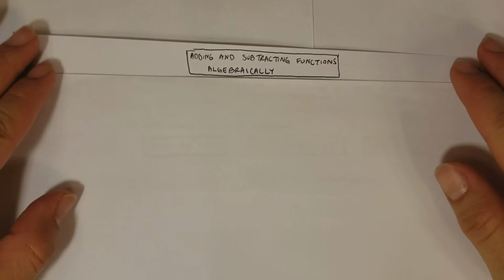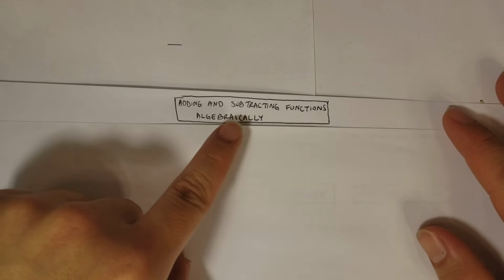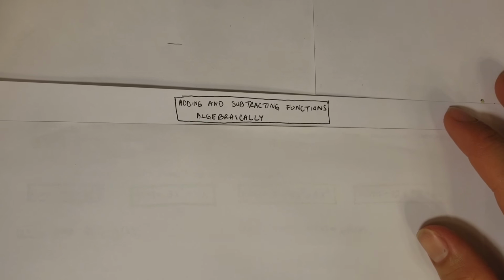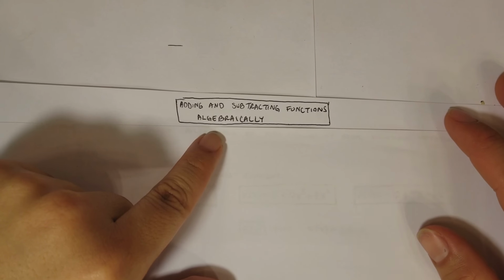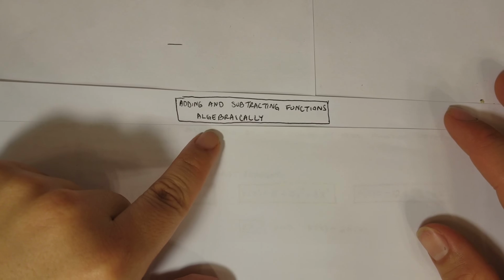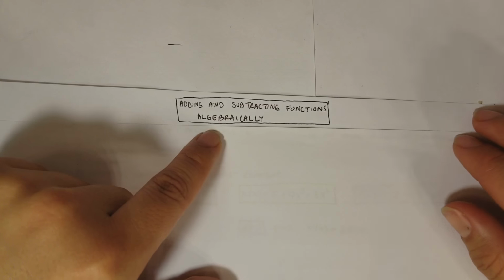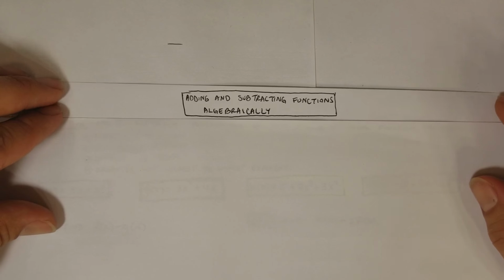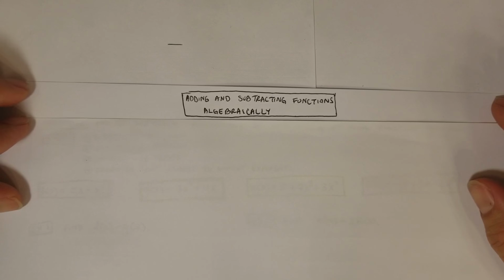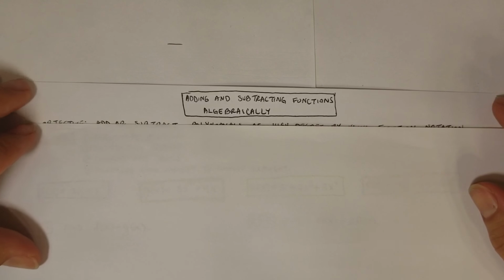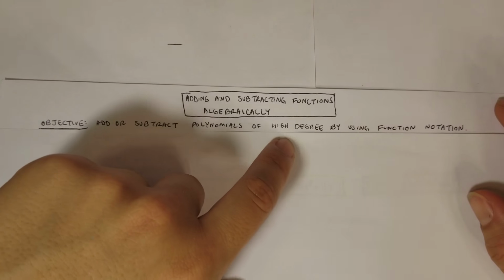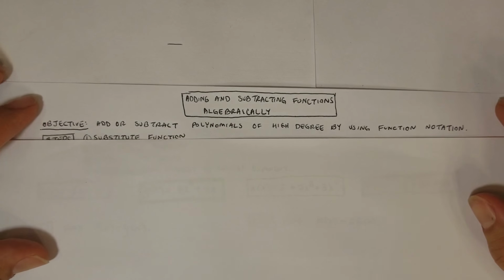Okay guys, so in this video we're going to be talking about adding and subtracting functions algebraically. One of the videos that I have up here is adding and subtracting functions graphically, so just using graphs. This one is adding and subtracting functions with algebra. So that means that we're going to have basically 3 steps that you've done before. So it's nothing new. It's just that we're going to be adding the notation of functions to be able to solve these problems. So the objective is add or subtract polynomials of high degree by using function notation.